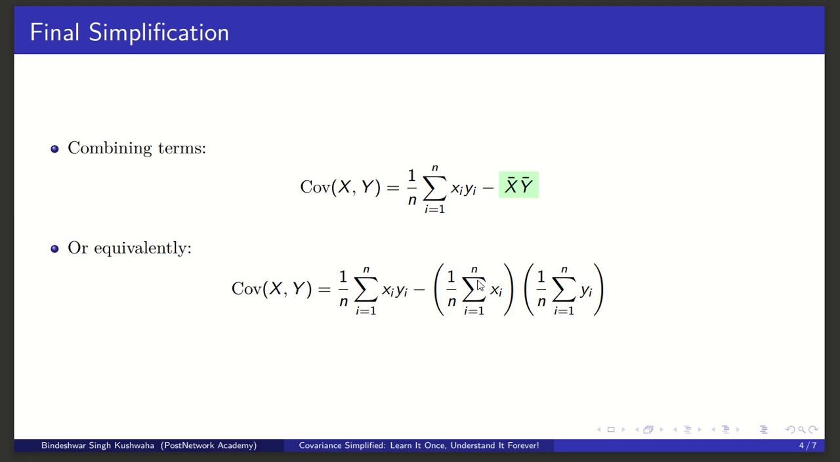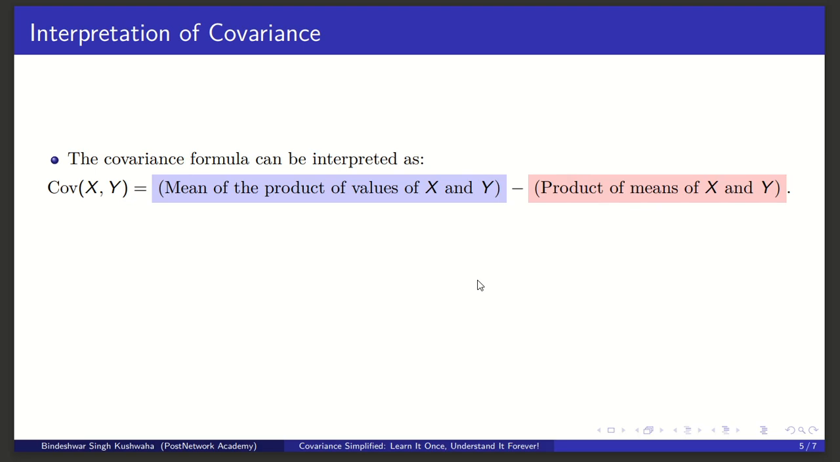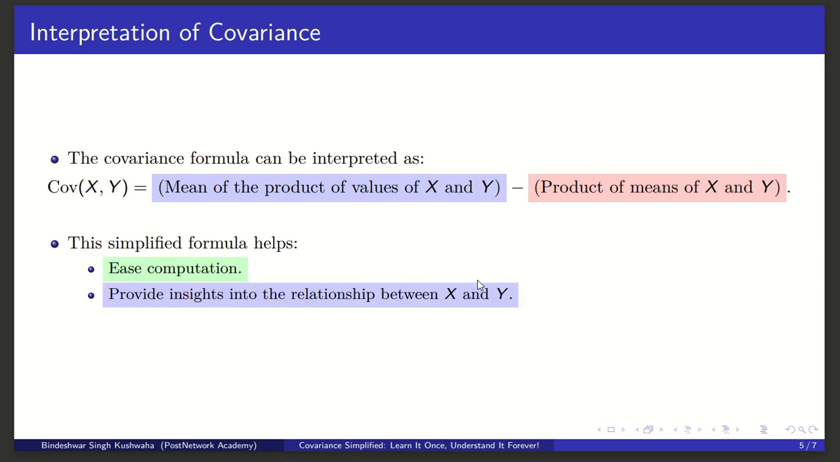and even if the means or averages of xi and yi are not integers, it would be easy to calculate covariance. So the covariance formula can be interpreted as the mean of the product of values of x and y minus the product of means of x and y. Very simple. This simplified formula helps in computation and provides insights into the relationship between x and y.